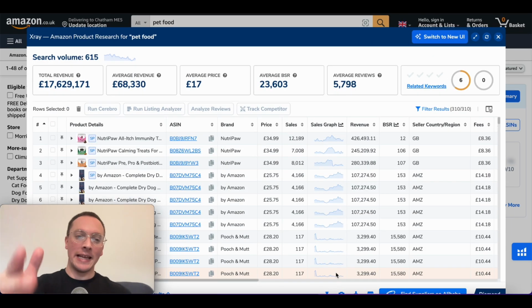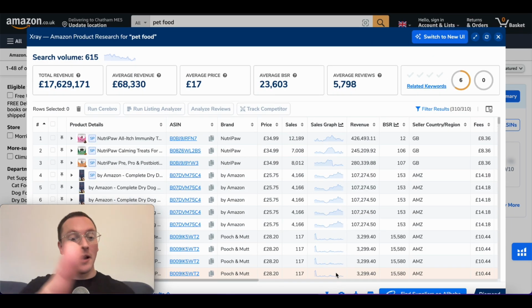Let's go. Welcome guys, so we are inside Helium 10 right now. Well, we're not inside Helium 10, we're inside the Amazon product page. I've put pet food in there, and then what we've done is loaded the Chrome extension on X-Ray.